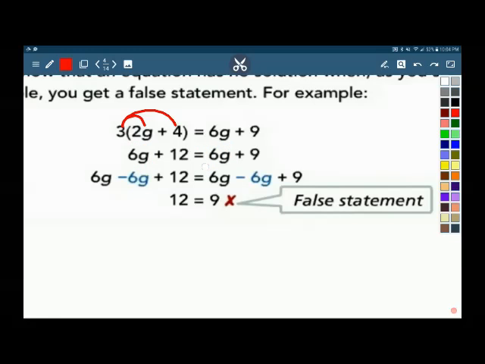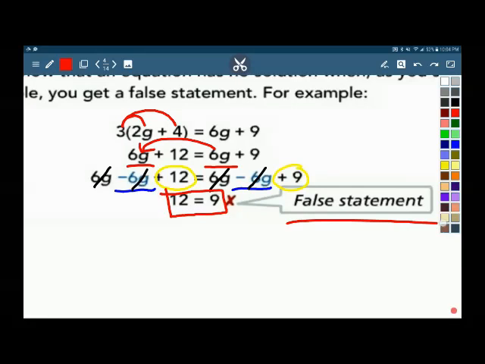So let's say we moved this one over to this side. It's positive 6g, so we have to subtract 6g from both sides. That's where they're inserting a negative 6g. On both sides, positive 6g and negative 6g become a 0, which leaves you dropping down a positive 12 and a positive 9. Now, this end result, 12 equals 9, is a false statement.